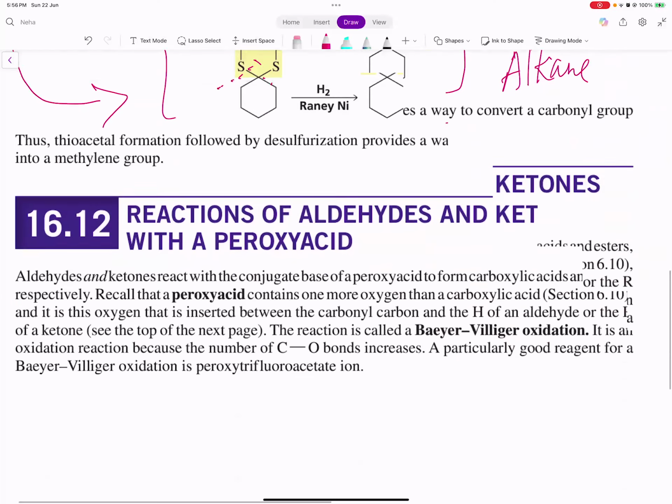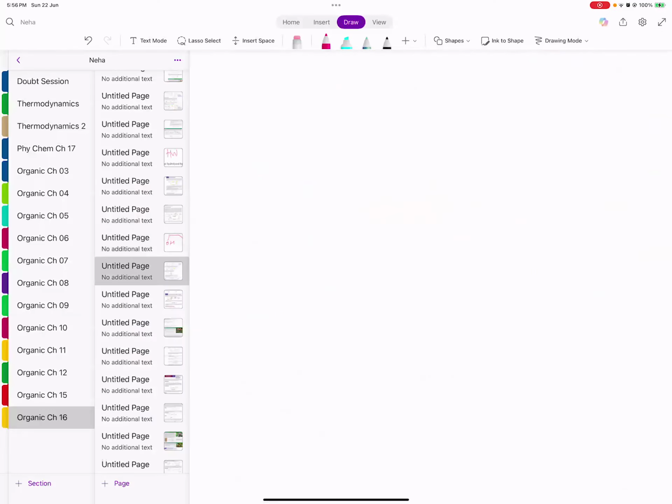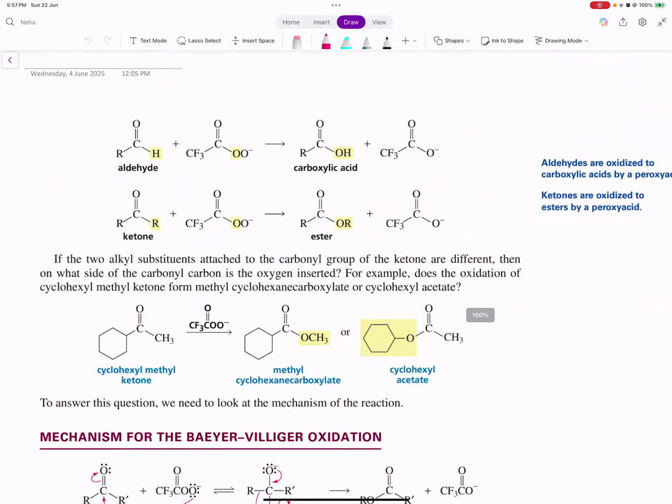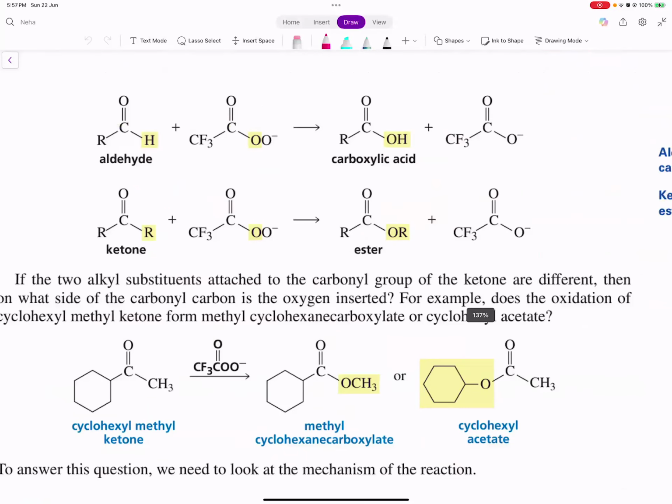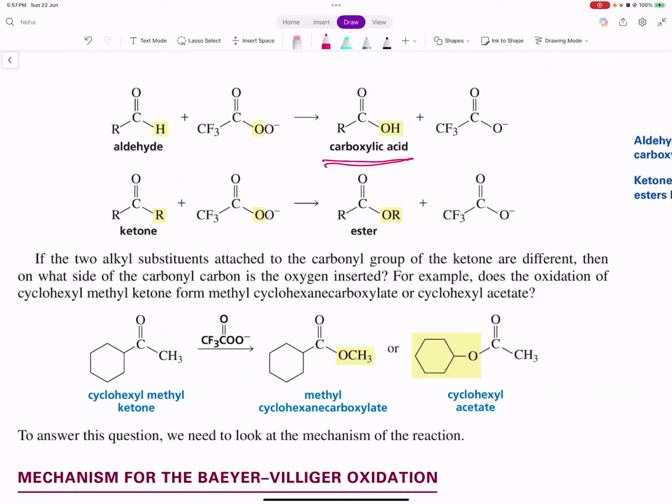Now, reactions of aldehyde and ketone with peroxy acid: insertion of an oxygen will occur. If an aldehyde is there, obviously we'll get a carboxylic acid. This is fairly simple. But in a ketone, the problem is whether the oxygen is inserted here or inserted here. If oxygen is inserted here, then we get the first one. If it is inserted here, then we get the second one. Got the problem? Yes, sir, got it.